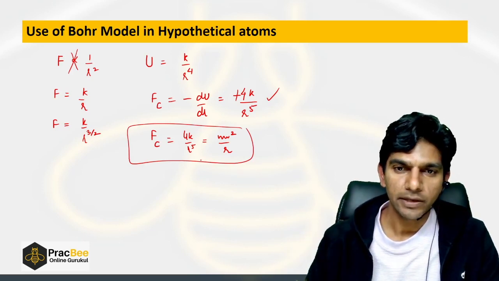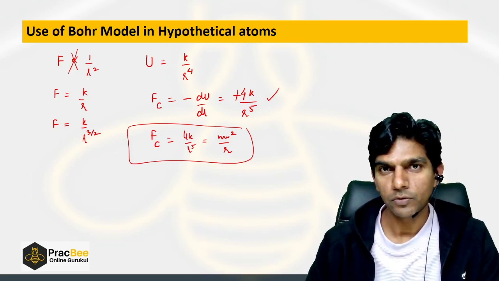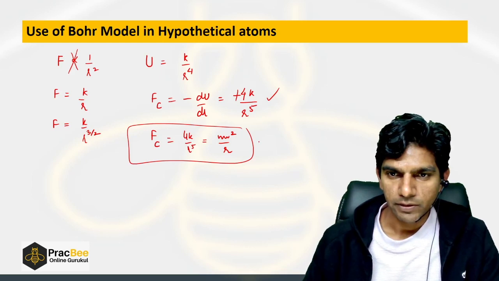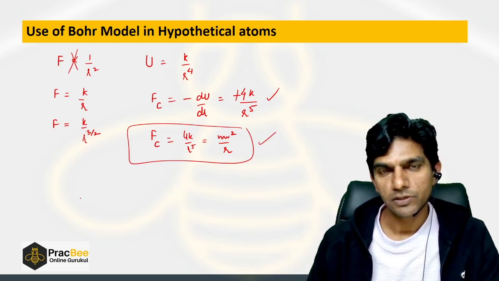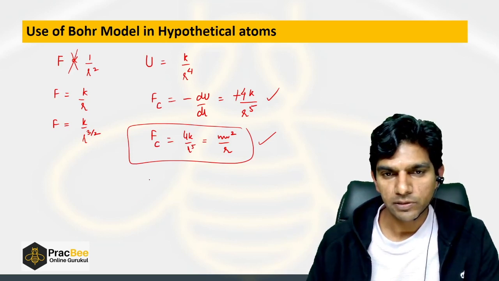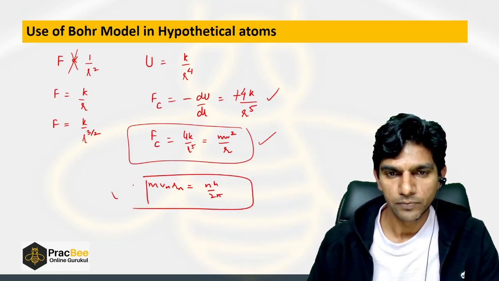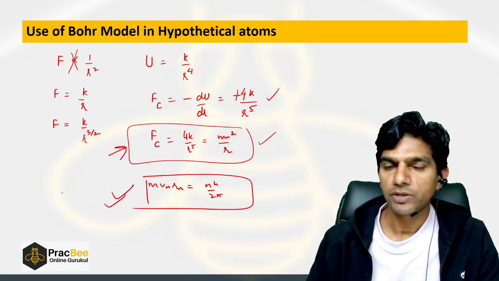So here in case of a hypothetical atom, the relations whatever we have derived are not valid. So this we can apply: like this we can apply the first postulate, and the second postulate is applicable. So m vn rn is equal to nh upon 2 pi. So this postulate will be applicable. That modification we have to do.